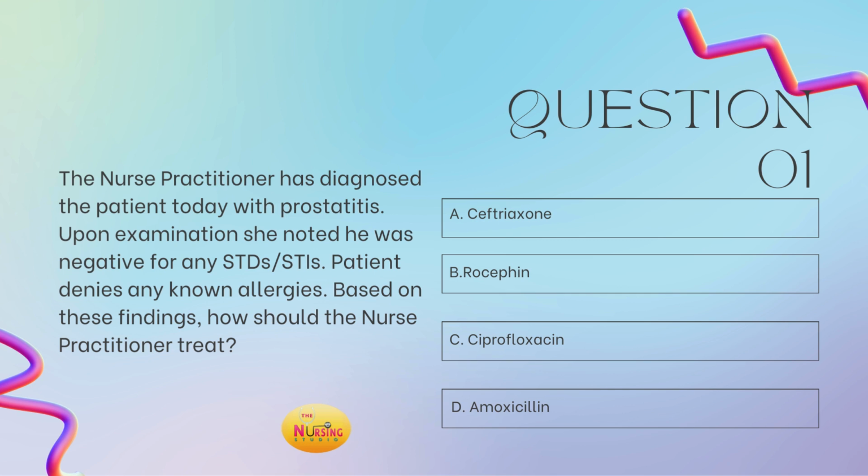So second thing, ceftriaxone and Rocephin are the same medications. Again, make sure that you know your generic and brand names so you're not tripped up on things like that. But your best answer choice here is C, ciprofloxacin, okay? Because again, the prostatitis was not secondary to an STD or STI.